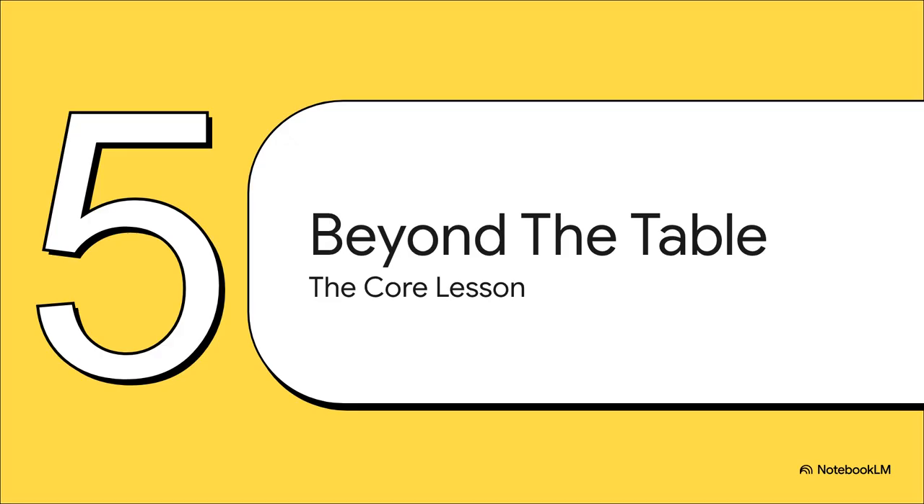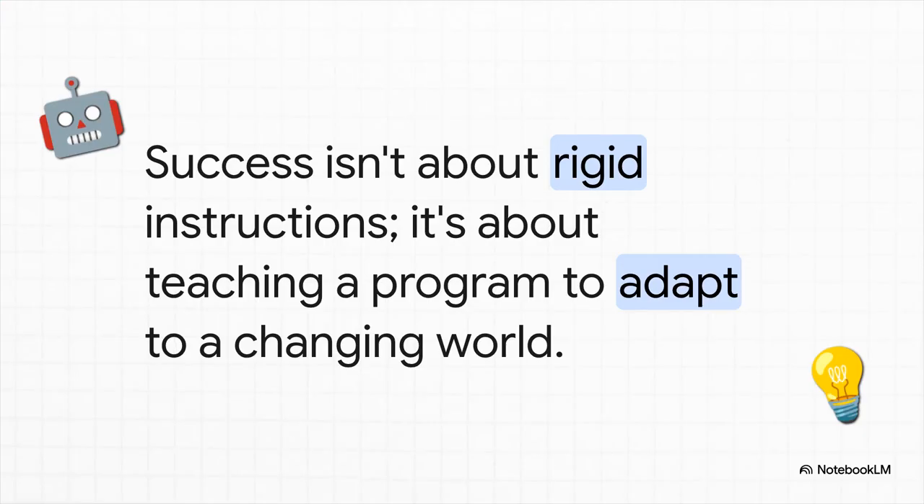So there you have it. We've totally conquered the dynamic table. But the solution here teaches a lesson that is way bigger than this one problem. It actually points to a fundamental truth about how to create automation that's truly robust and, well, intelligent. And this is it. This is the key takeaway.